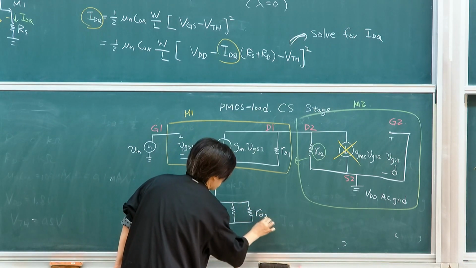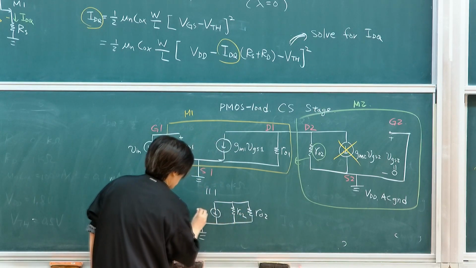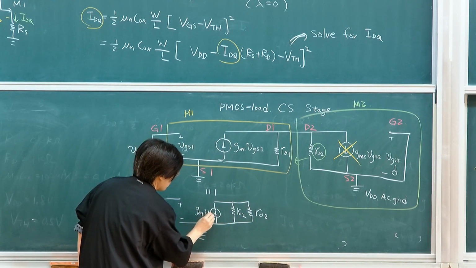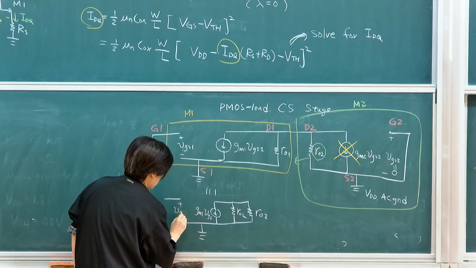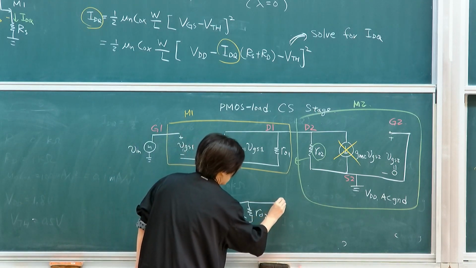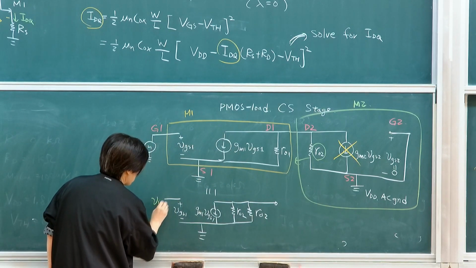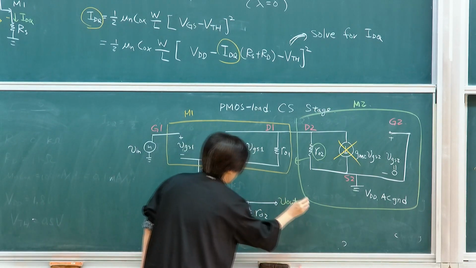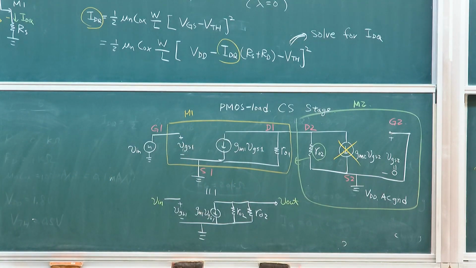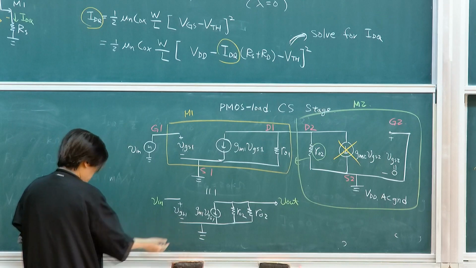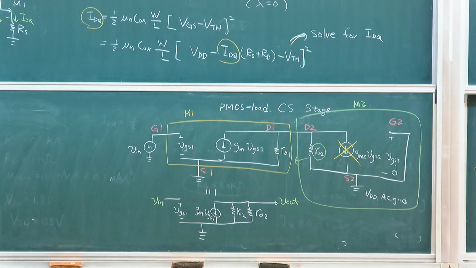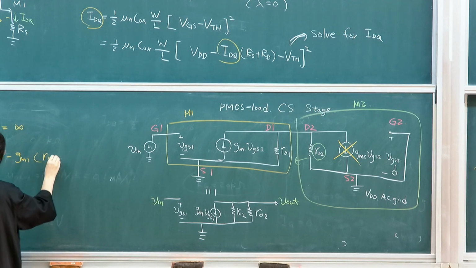RO1, RO2, GM1, VGS1. So this is where the input is. This is the output. Okay? So this will then be equivalent to a much easier result. If I want to construct the three parameters, I could simply write it down. Its input resistance is still infinite. Its voltage gain will then become minus GM1 times RO1 in parallel with RO2.